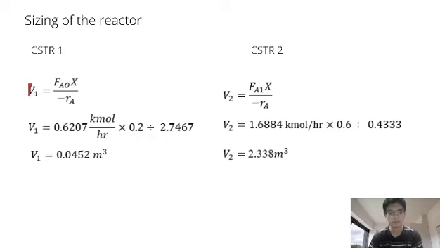For the volume of the reactor, we use the formula Fn naught times X, which is the conversion, divided by the negative Ra. For CSTR1, we got the volume of 0.0452 meter cube, and for CSTR2, the volume is 2.338 meter cube.